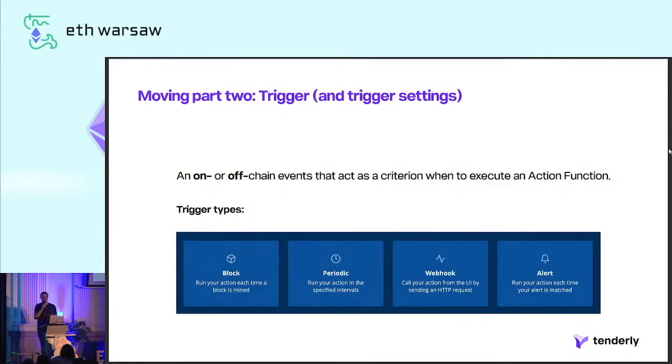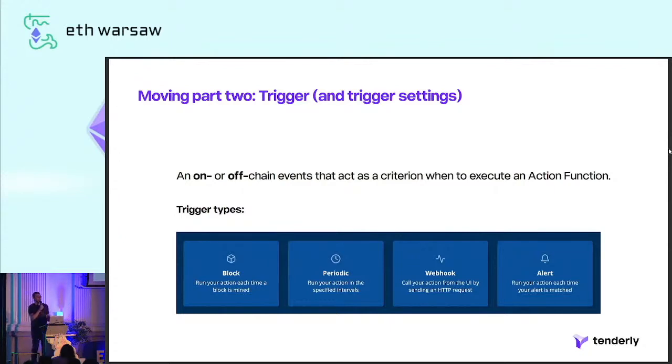The second and the last moving part of each Web3 action is a trigger, or what is the criteria that you want to set for your Web3 action so that it gets executed. It can be either on-chain or off-chain. Here you have four examples.